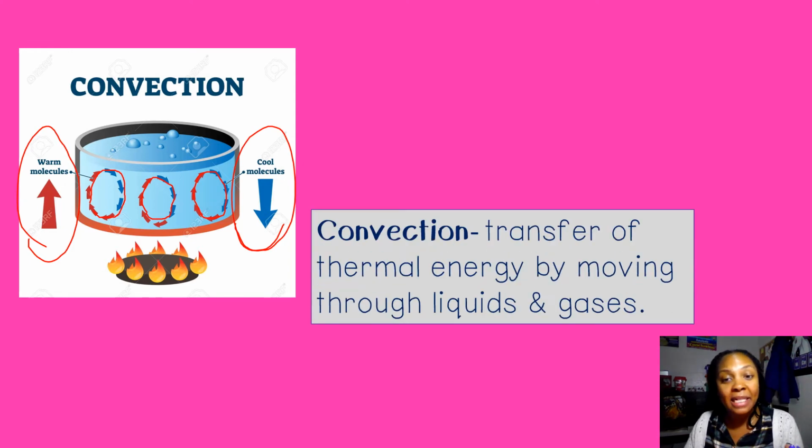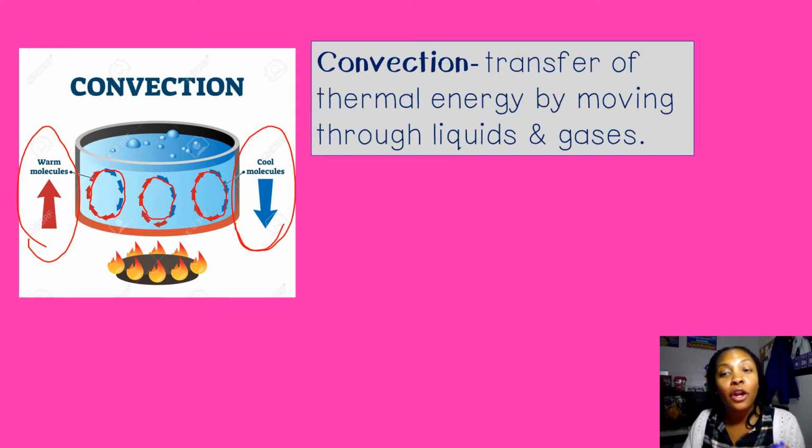Also, where is this taking place? It's not on a burger. This isn't a picture of a burger. This is a picture of a pot of water. So convection is the transfer of thermal energy by moving through liquids and gases. That makes sense because our picture is a pot of liquid. It's the transfer of thermal energy by moving through liquids and gases.